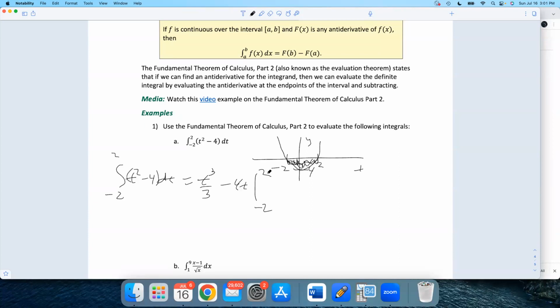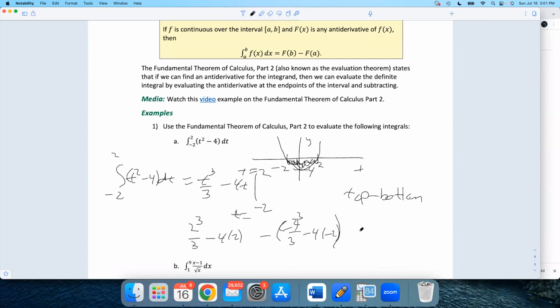Okay, now this notation here, see what I've written? This means these are x or t values. That's my variable of integration. I'm going to plug in this and plug in that. Plug in the top for all of your t's, minus, and then in parentheses, plug in the bottom. We're going to do a bunch of examples. It's always top minus bottom.